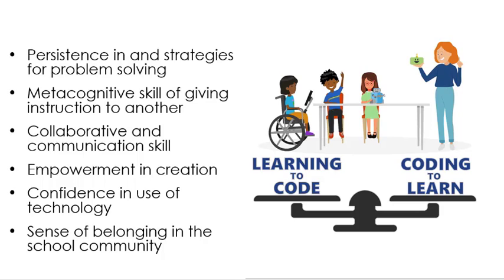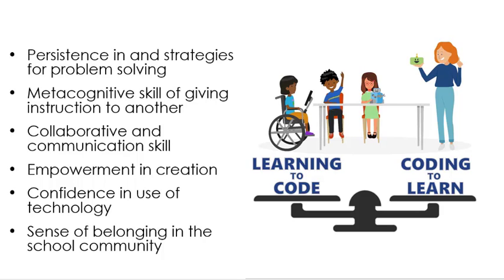The students with whom we worked face barriers every day that require persistence in and strategies for problem solving. They need to develop the metacognitive skill of giving instructions to another person. It's much easier to do something yourself than to explain to someone else how to get a task done. However, this group of students will often need just that skill in order to direct a partner to carry out a specific task for them. And what better way to do it than an engaging activity with a robot?